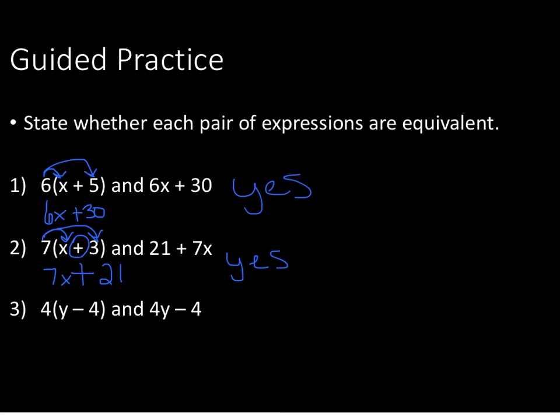All right, and on the last one, I have 4(y - 4) and I have 4y - 4. So I'm going to go ahead and expand this and do 4 times y, which is 4y, minus 4 times 4, which is 16. So 4y - 16 is not equivalent to 4y - 4.